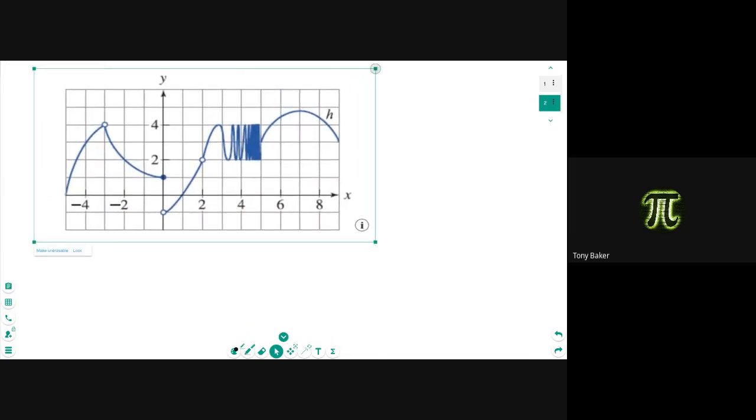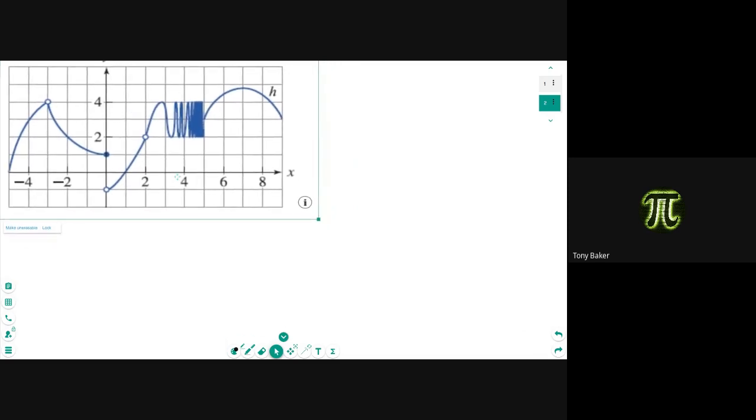The next question you're going to have is a graph. And there's going to be a few limit questions on it. So let's see, what's the limit as x goes to -3? What's the limit as x goes to -3?